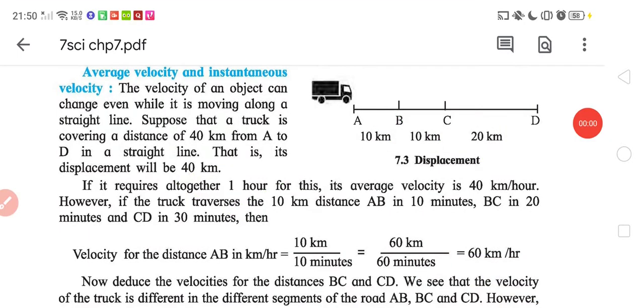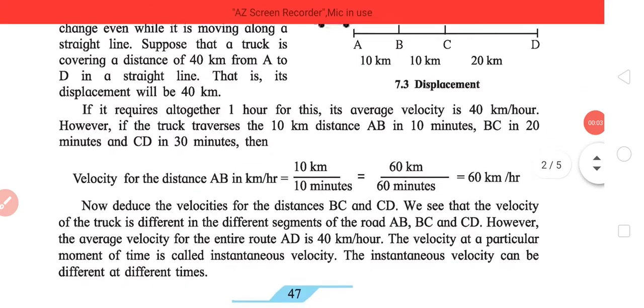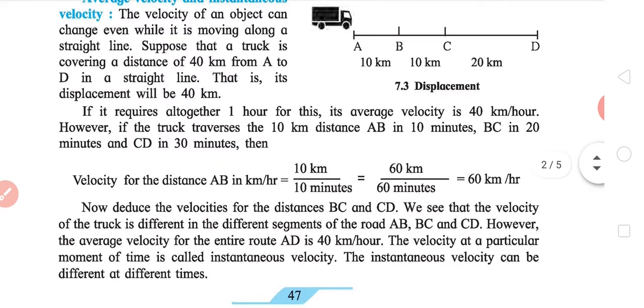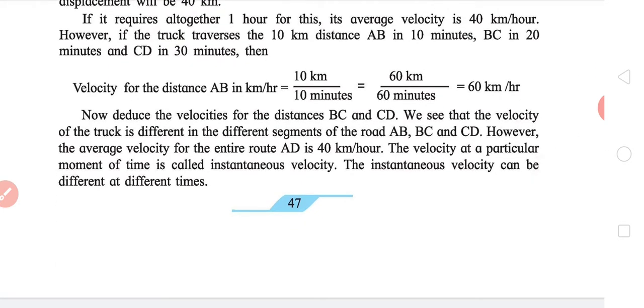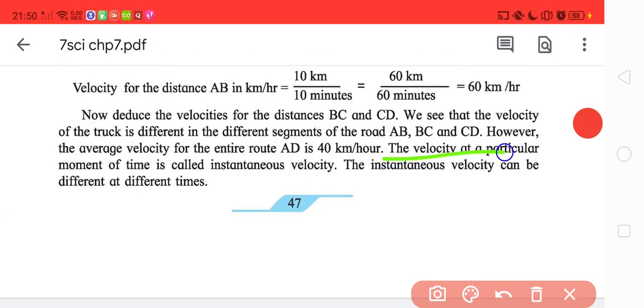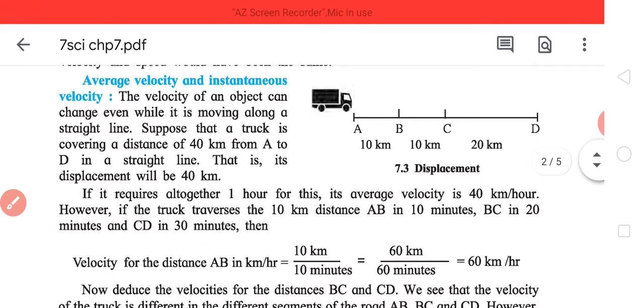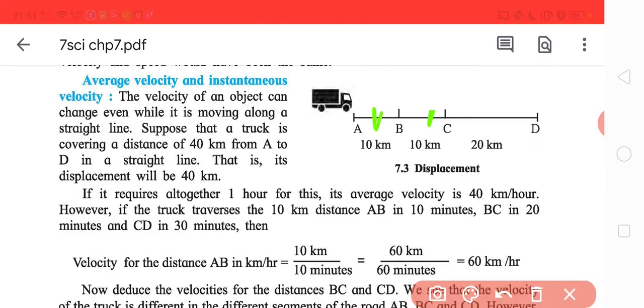Now coming back to the point. Here it's a case when the velocity is different at different points of time. The velocity at AB, BC and CD are different, but the entire velocity is 40 kilometers per hour. So what is instantaneous velocity? It is the velocity at a particular moment of time. For example, the instantaneous velocity here is different, here is different, here is different, but the average is 40 km per hour.